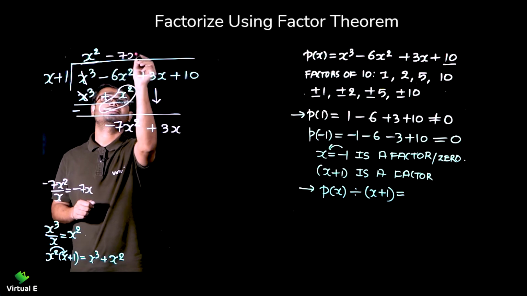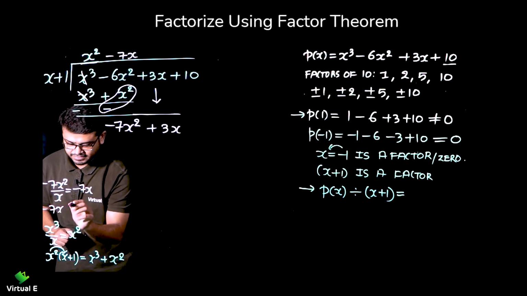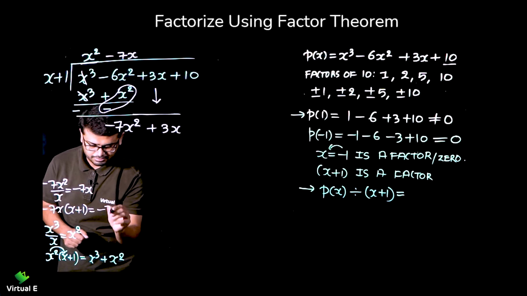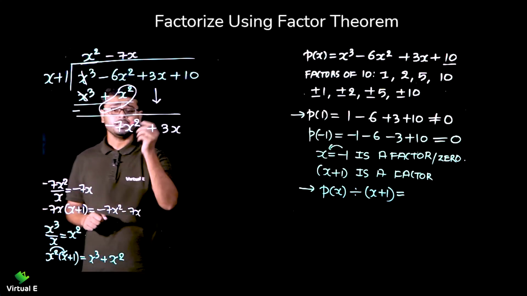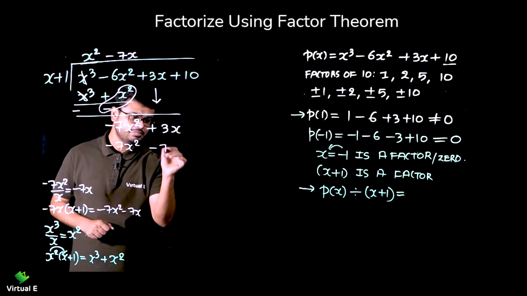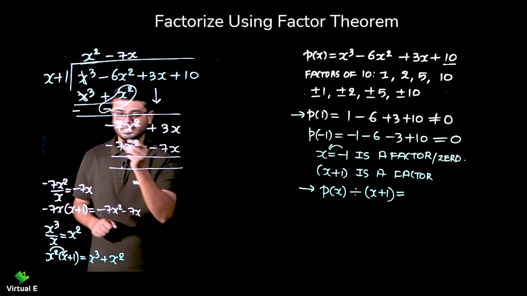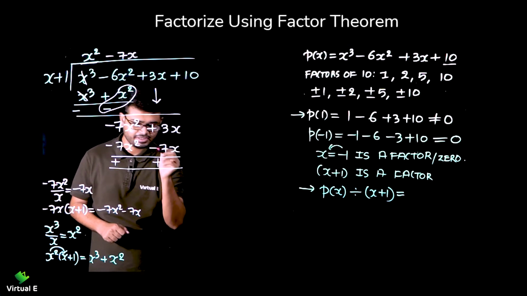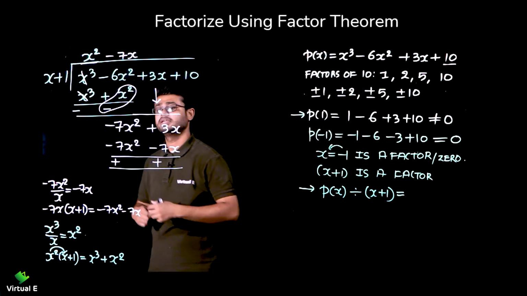So minus 7x. Now we need to multiply minus 7x with the divisor, that is x plus 1. So here minus 7x square and minus 7x. Let's write over here minus 7x square and minus 7x. Arrange the terms properly. Now this negative will become positive. This negative will become positive as well. Good. Now let's move to the next step.